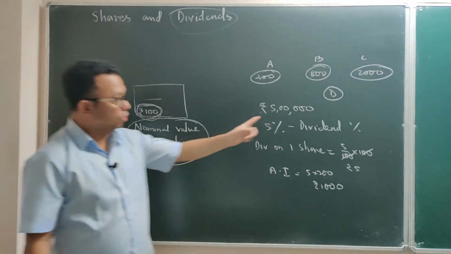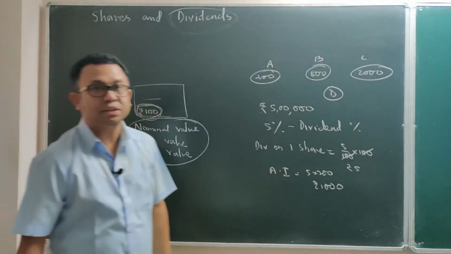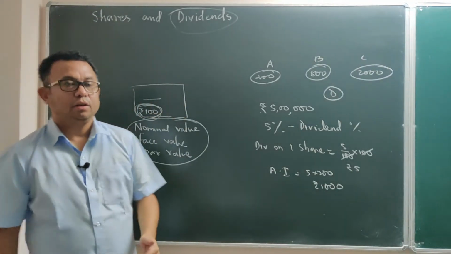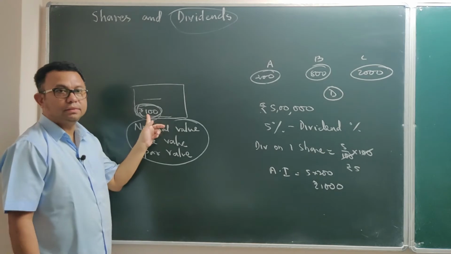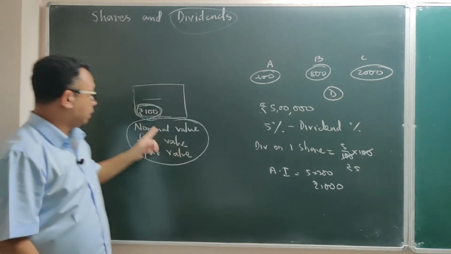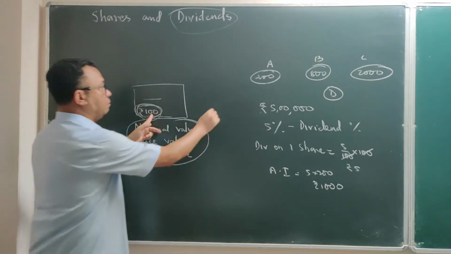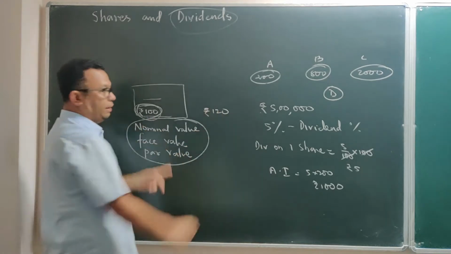So now if he goes to buy the shares in the market, D will have to purchase the share at a price which may be higher than this. If the company is doing very well, then the share price will go high. So that's why he may have to purchase the share at 120 rupees. Now it is 100 rupees, but he may have to purchase at 120.